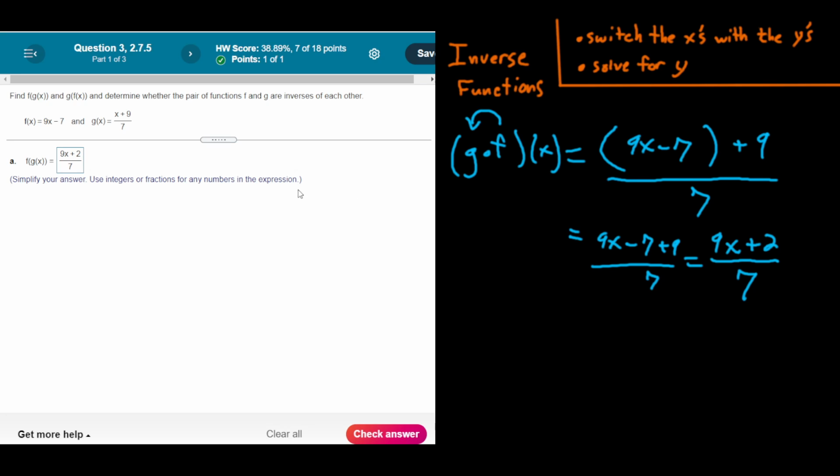It says use integers or fractions for any numbers in the expression. 9x minus 7 minus... that's a positive 2. What did I do? I'm pretty sure that is here. It's over 7.